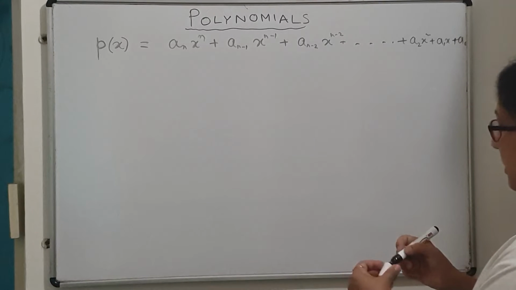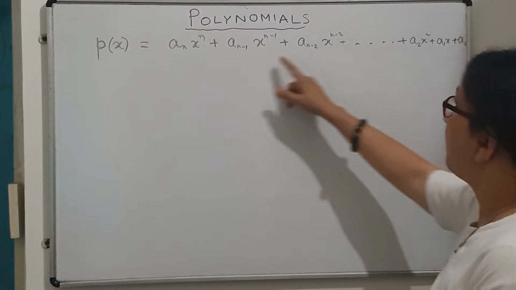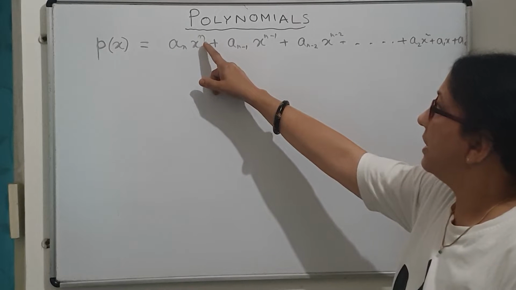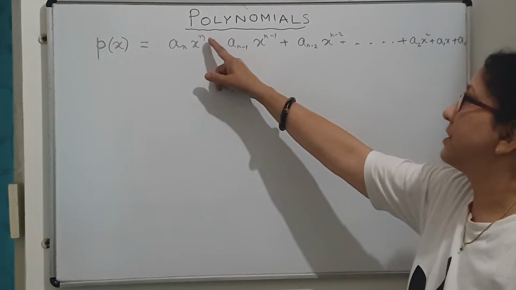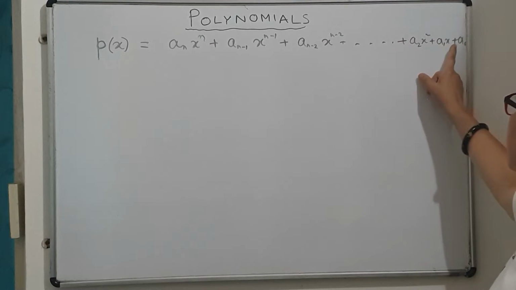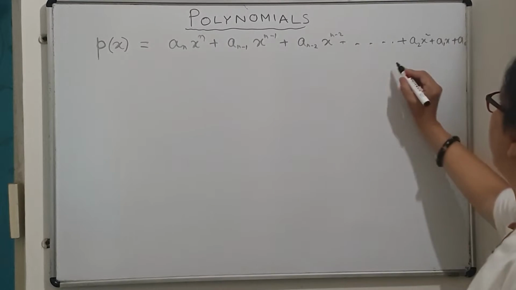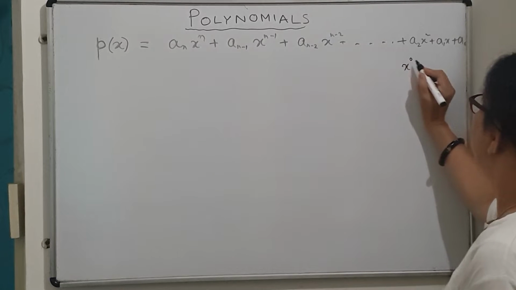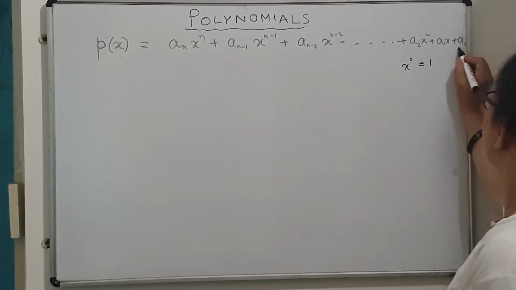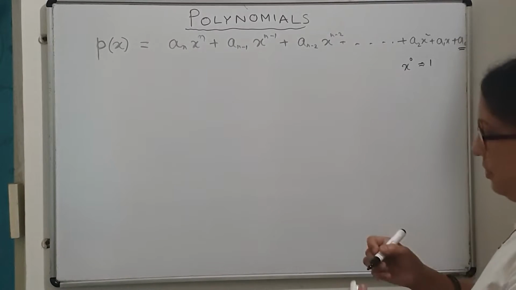That means the powers of the variable are n, and they are in descending order, as I have shown, and it is ending at x to the 0. That is, the power of the last term is x to the power 0, and this is 1. So the last term is a constant.